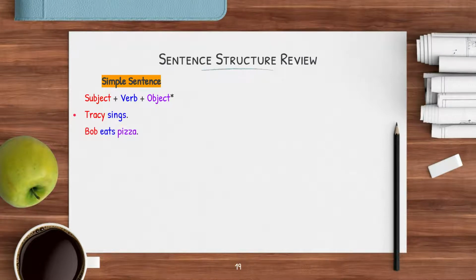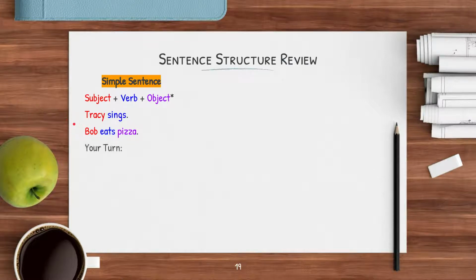Bob eats pizza is also a simple sentence. Bob is our subject. Eats is the verb. Pizza is the object. The object of a sentence is the thing that receives the action of the verb. So the pizza is being eaten by Bob. But if you ask yourself the question, Bob eats what? Pizza. The object is the answer to your question for what.